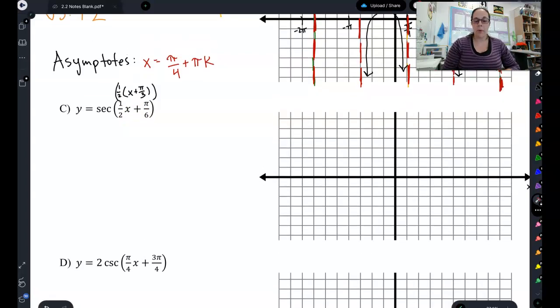So go ahead, pause the video, try this one this time, list all your things. And notice that this time it's a secant, so it's going to be the cosine wave flipped. Pause the video, try this one out to come back, and then see if you can do better than you did on the last one.